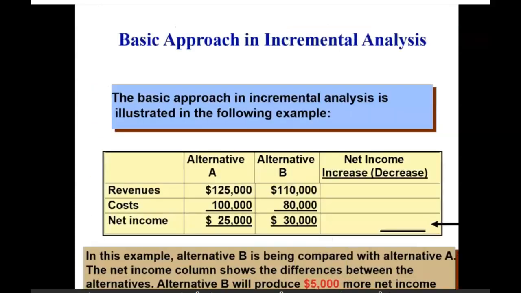Here's an example. We have two alternatives, A and B. Now, the cash in for alternative A is 125. The cash in for alternative B is 110. So there is a decrease in the cash coming in of 15,000. But the cash going out, 100,000 for alternative A and 80,000 for B. So there's a cash savings if I choose alternative B. Cash coming in is greater, or cash going out is less, so my net income is greater. Therefore, the effect on net income will be an increase of 5,000. So in this case, I would choose alternative B.